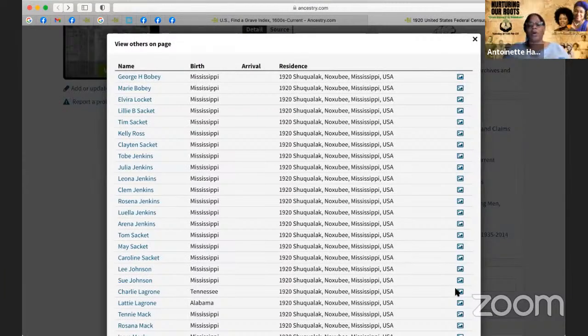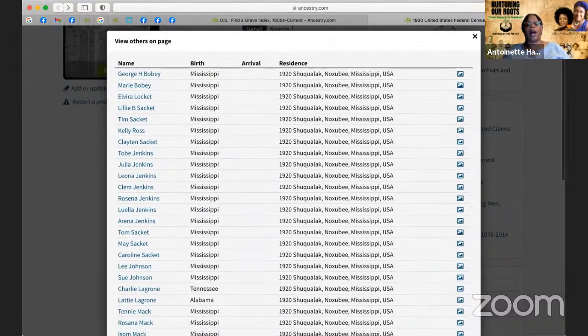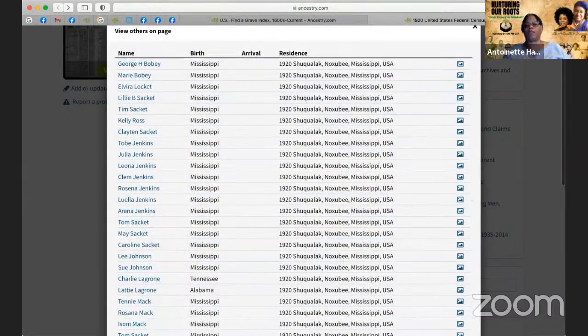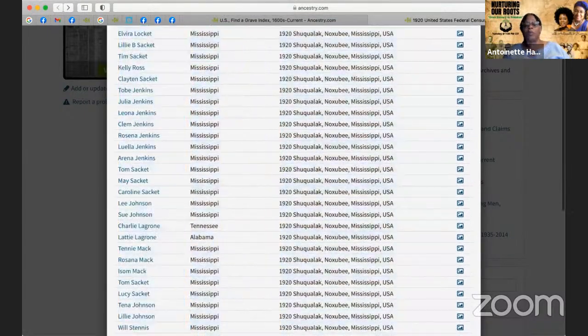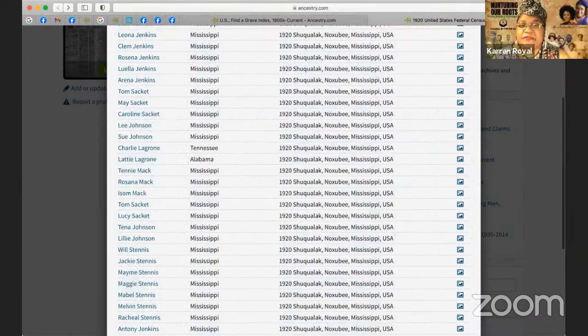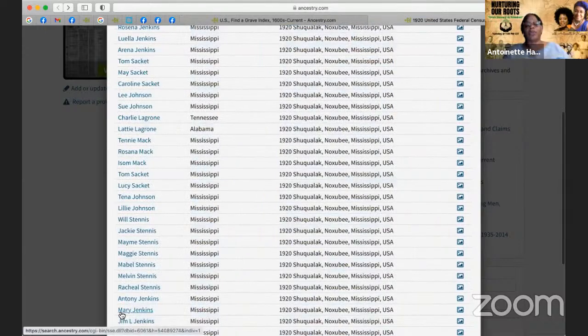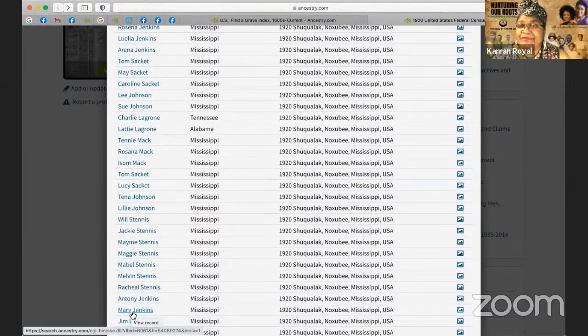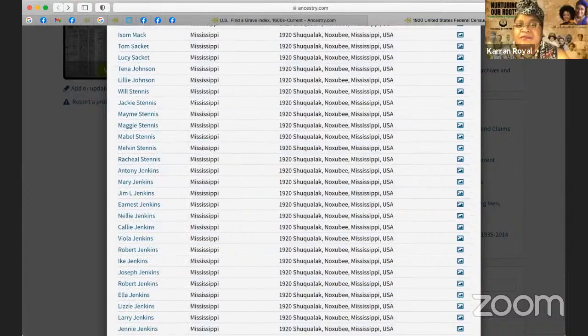I just clicked on looking at who the neighbors are who lived next door around that area, and you get a general idea with all of these last names of the families who lived somewhere close by. Absolutely. I do know that the Jenkins and the Stennis family married into each other, but look at it, they were neighbors. And it's also good.